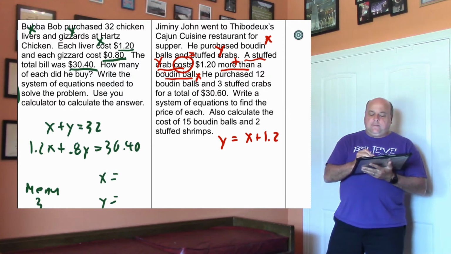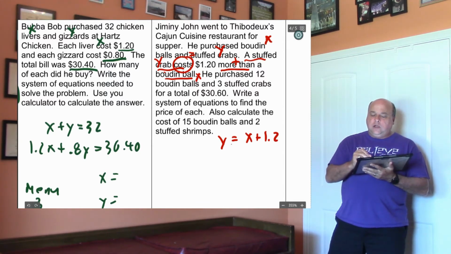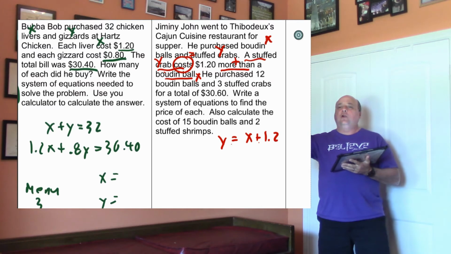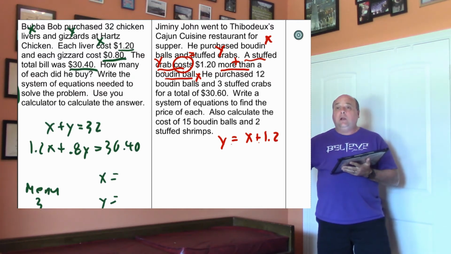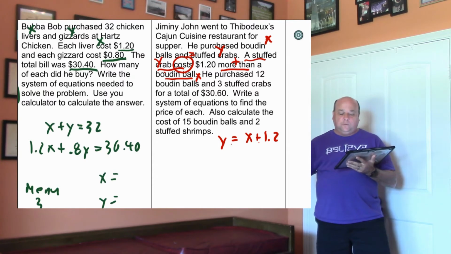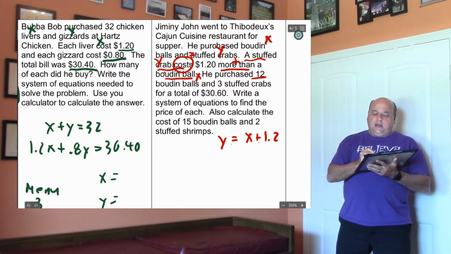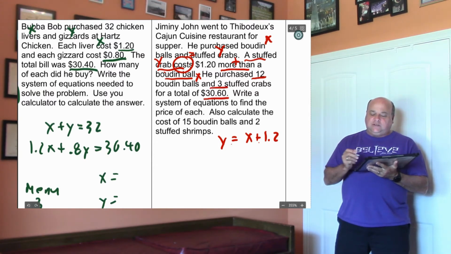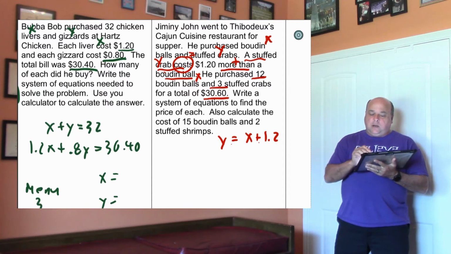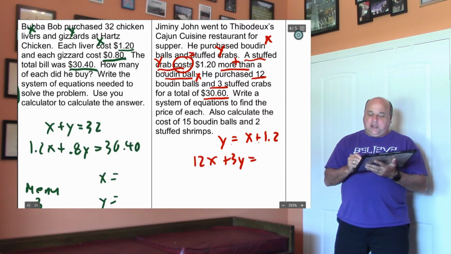So a stuffed crab cost, the cost is your equal, so I have Y equal, and then more than means to add. I'm adding an X and $1.20. I could have put 1.2 plus X, but I flipped it around: X plus 1.2. He purchased 12 boudin balls and 3 stuffed crabs for $30.60. So a boudin ball is X. So 12X plus 3Y equals 30.60.